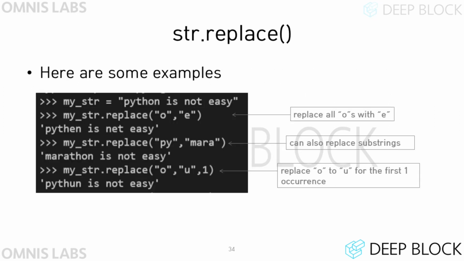Let's look at an example. Let's say there's a string myString with the value of "Python is not easy." When you call the method myString.replace('o', 'e'), all the o in myString are replaced with e, and the new string will be returned. It is also possible to replace a substring of 2 or more characters, and if the count value is set to 1 in the last line of code, only the first o among all searched o will be replaced with e.